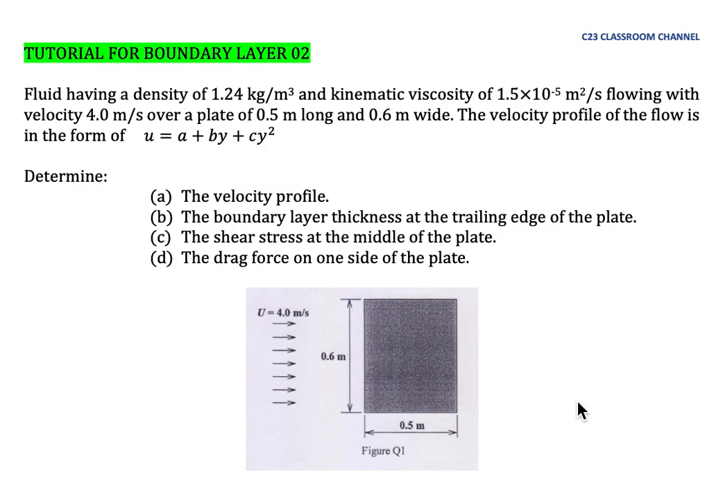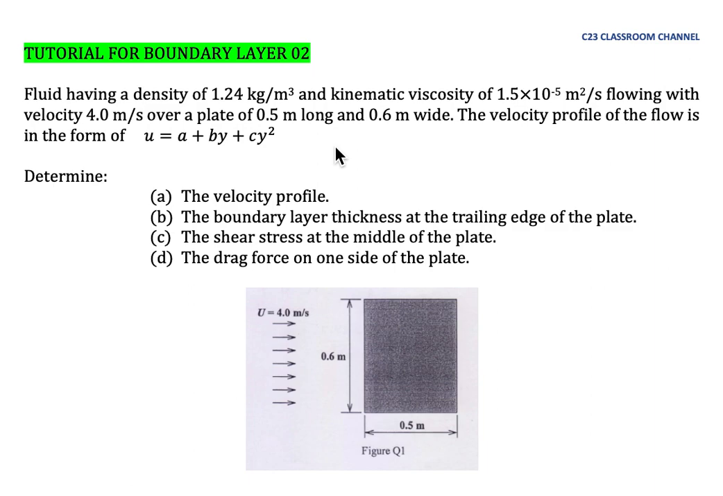This is the tutorial for boundary layer number 2. Fluid having a density of 1.24 kg per meter cube and kinematic viscosity of 1.5 times 10 to the power of minus 5 meter square per second, flowing with velocity of 4 meter per second over a plate of 0.5 meter long and 0.6 meter wide.